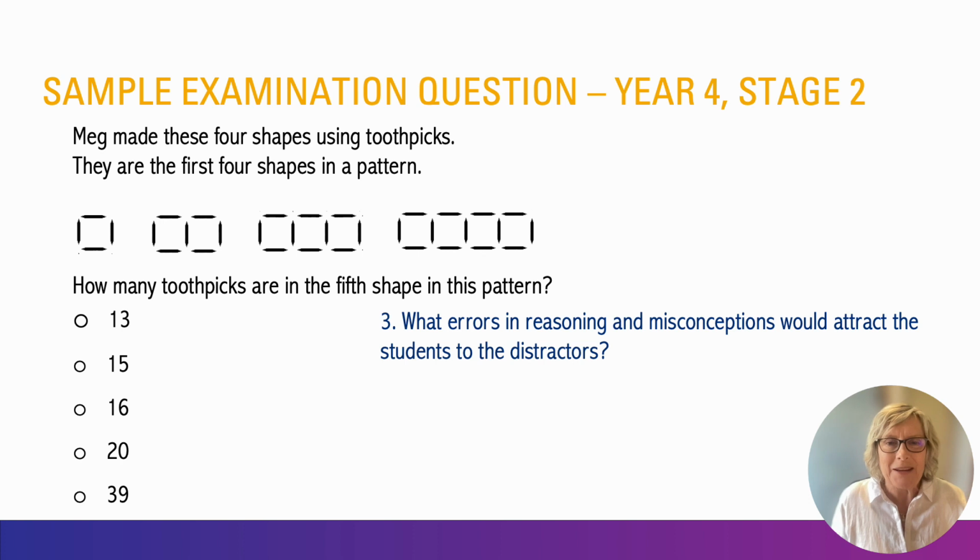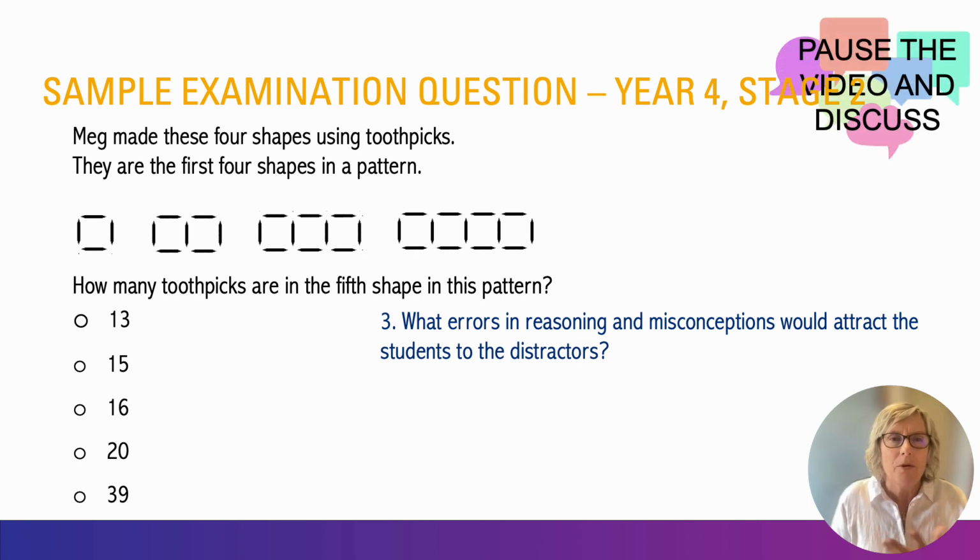16, of course, is the correct answer. 20 is a transforming error. Students may have thought, well, 4 toothpicks in the 1st square, so 20 toothpicks in 5 squares. 39, another transforming error. They may have multiplied the number of toothpicks in the previous shape by 3 rather than adding 3. Pause the video and discuss the distractors.